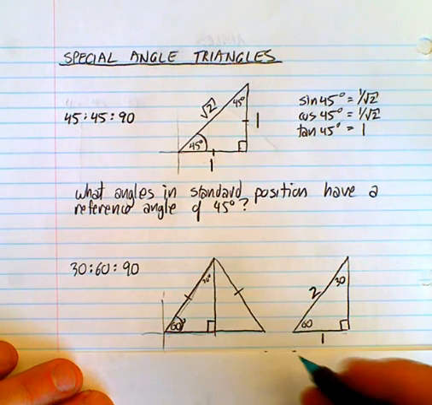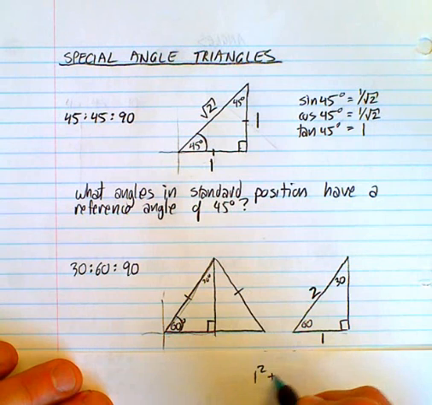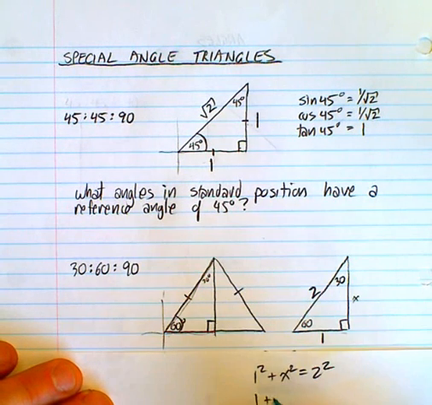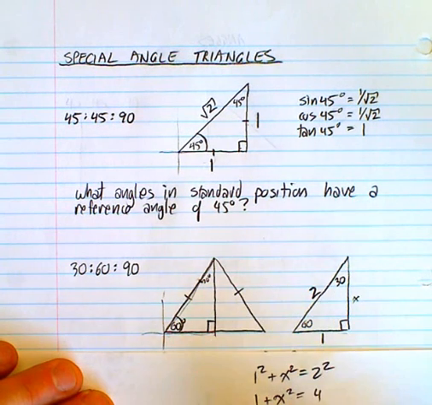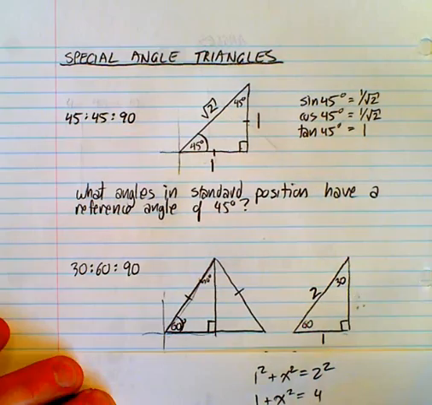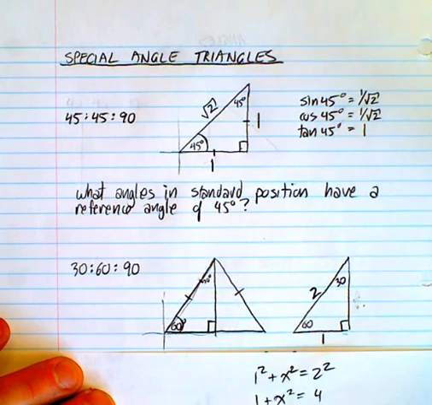Now, if we did Pythagoras, we'd have 1 squared plus, let's call that x, x squared is equal to 2 squared. That's 1 plus x squared equals 4. That's x squared equals 3. So x is equal to root 3. So what we have now is a 1, 2, root 3 triangle.